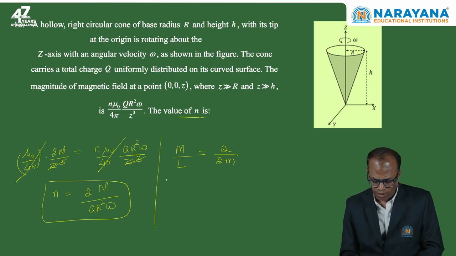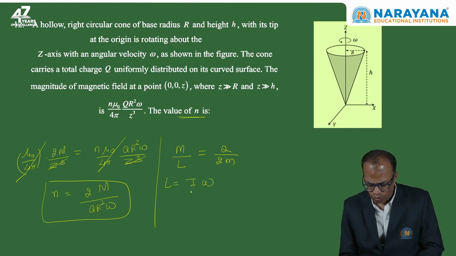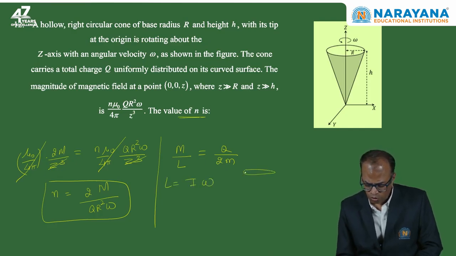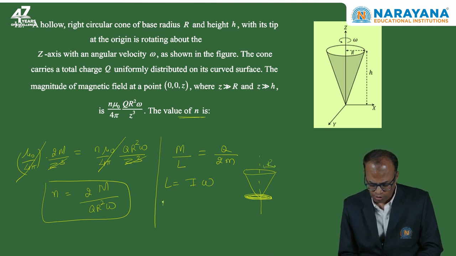2m, and angular momentum can be written as I omega, and for this cone, I about this axis is as good as the moment of inertia of a disk. So if this is r, then I may be written as mass m into r square by 2. So I'll plug in the value. M by L is equal to q by 2m. So m will be q by 2 times L. L is I omega. I is m r square by 2 times omega.